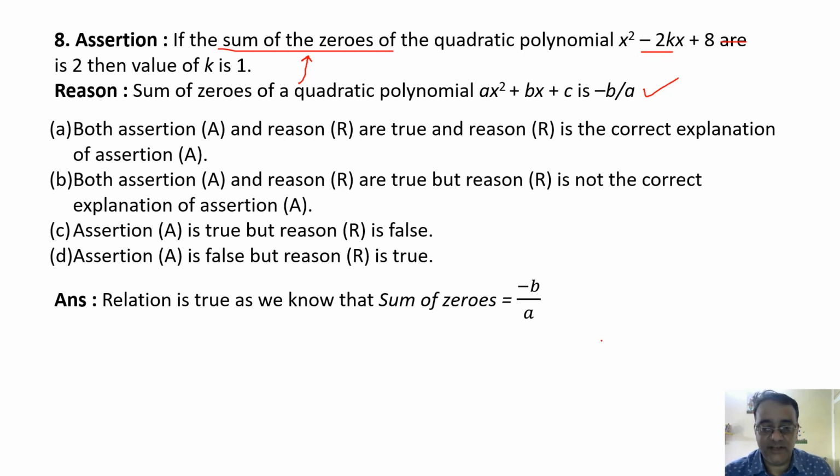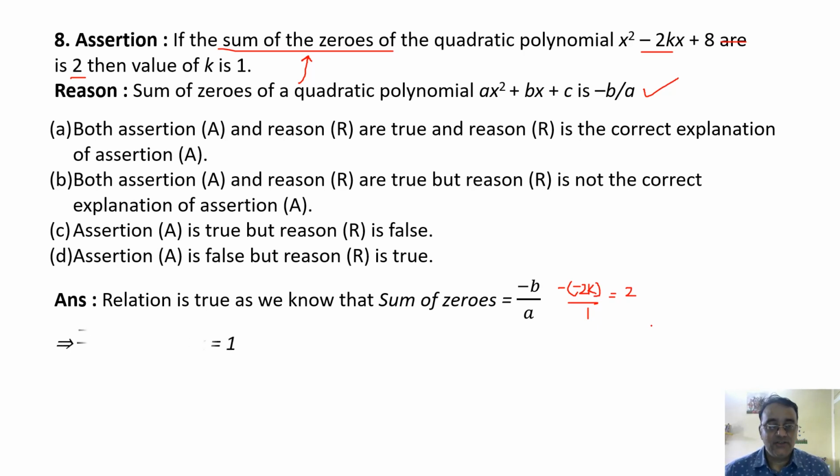And what is the value of a? 1. Right. And the sum is given as 2. So minus of minus 2k upon 1 is equal to 2. So ये minus minus plus हो जाएगा and we'll get 2k is equal to 2. So what is the value of k?